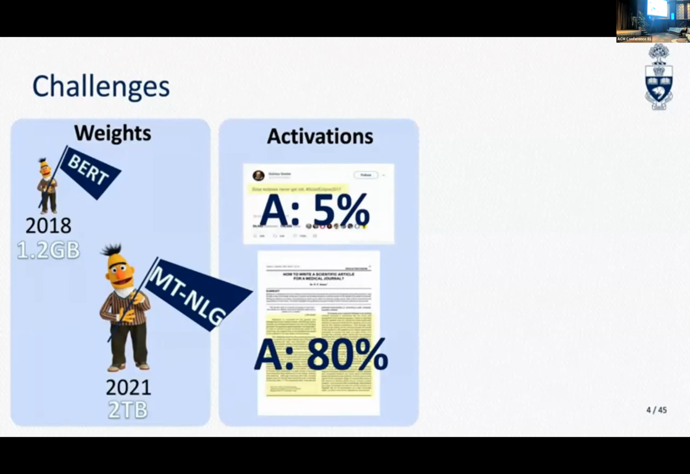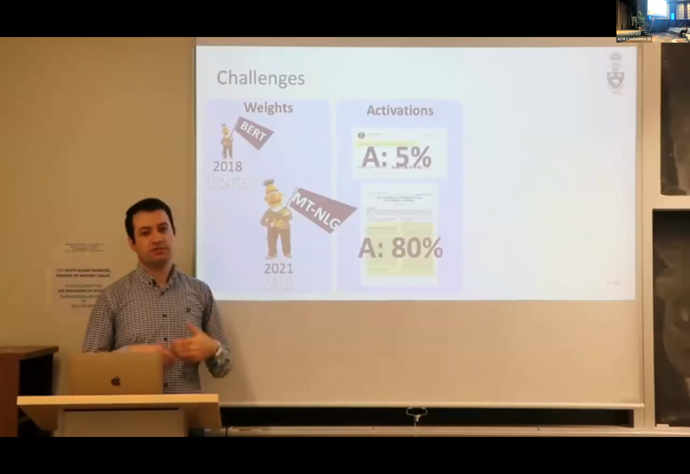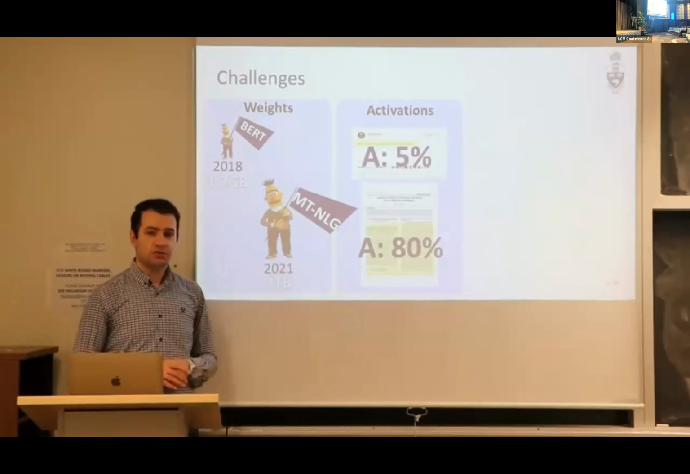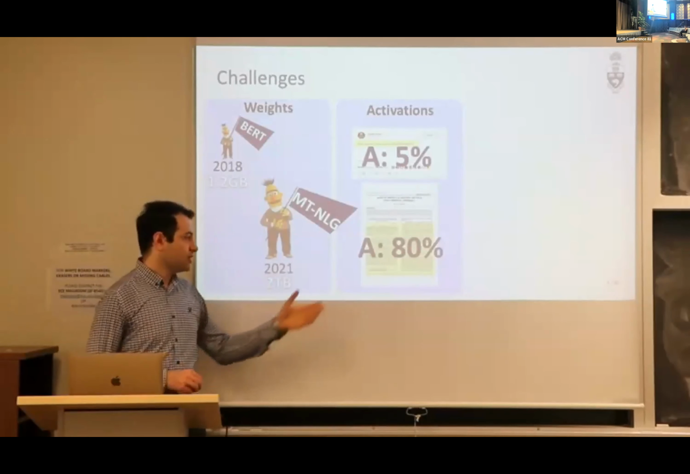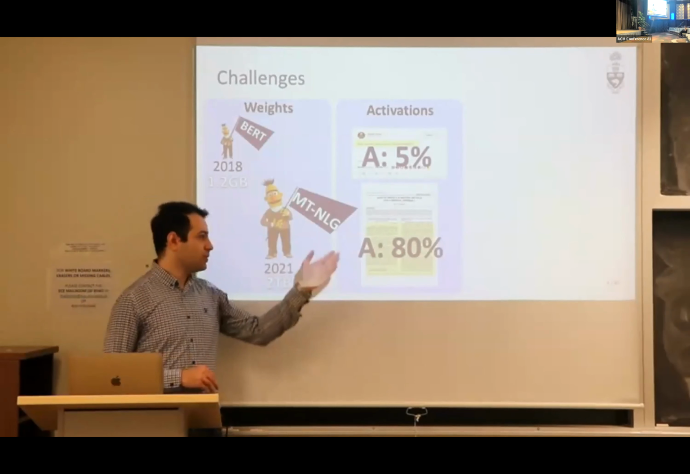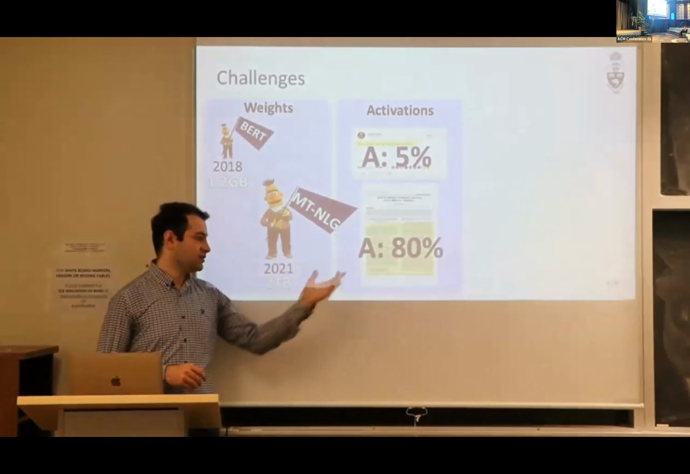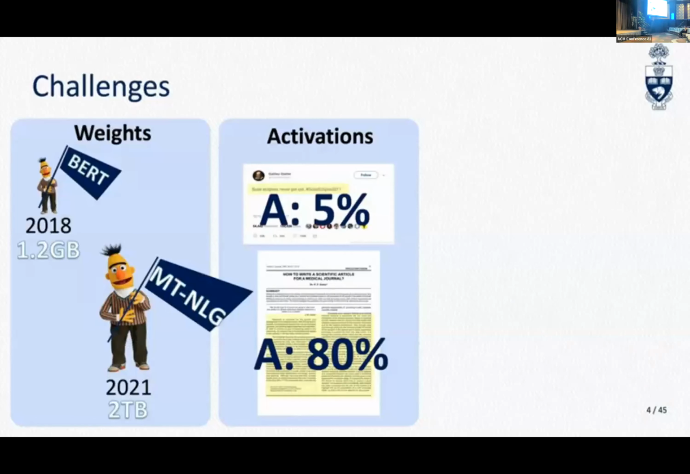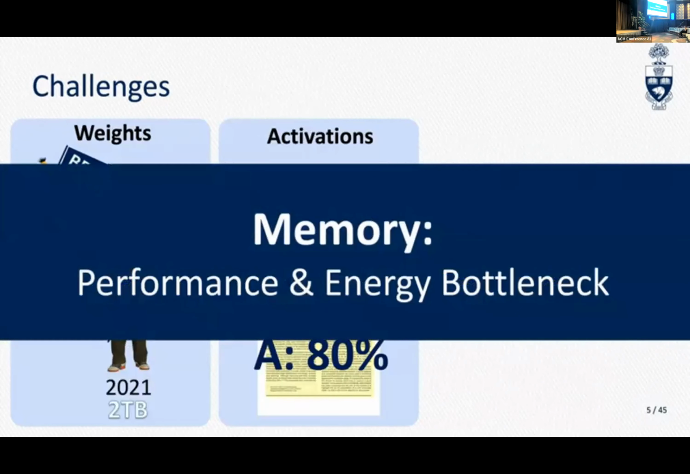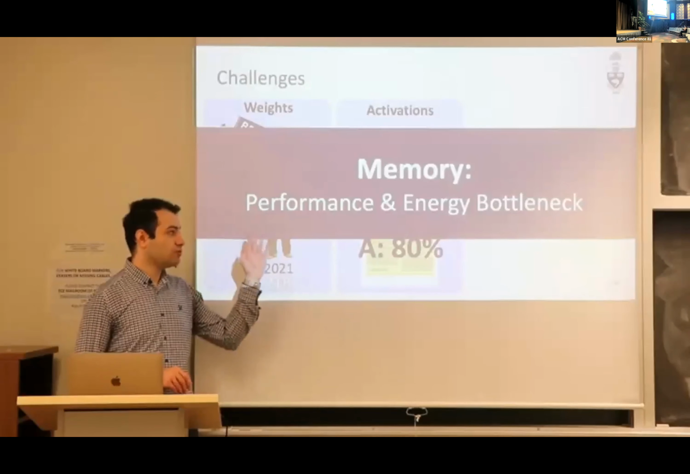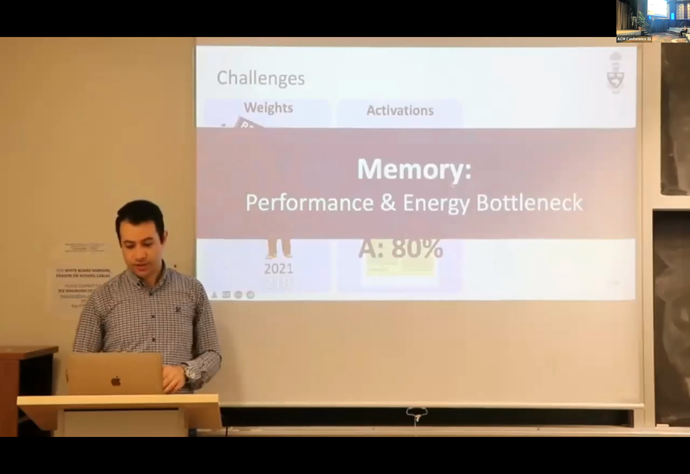For example, if we have a tweet, a few sentences that we want to run the model on, the activations would account for about 5% of our overall footprint. However, if we have a few paragraphs, a few papers or chapters of a book, activations would quadratically scale. In this example, with a few paragraphs, activations account for about 80% of our overall memory footprint. So these two indicate that memory is going to be our bottleneck for performance and energy.